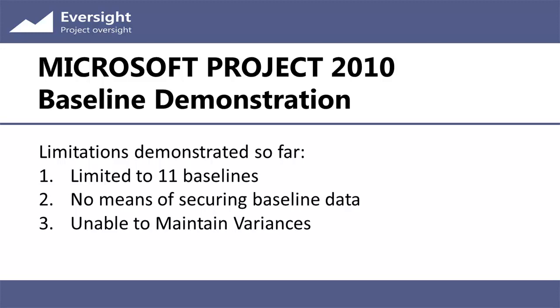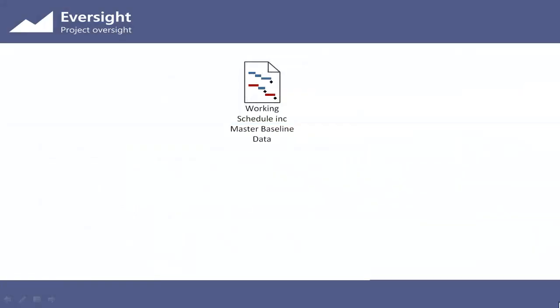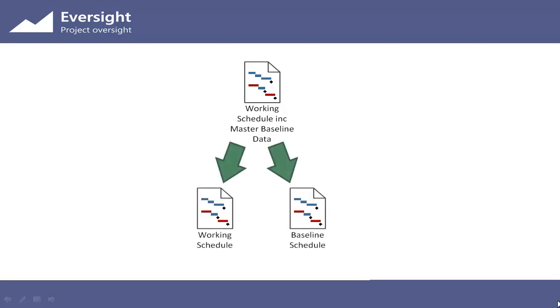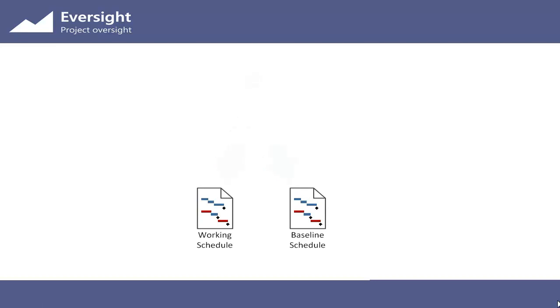In this video, we'll look at how we can work around these constraints using the Eversight add-on to extend the native baseline functionality. Using Eversight for Microsoft Project allows you to separate out the baseline from the working schedule in separate files. So rather than having a single schedule, you have two schedules, and we're going to call them the working schedule and the baseline schedule. And this is where you get the first benefit.